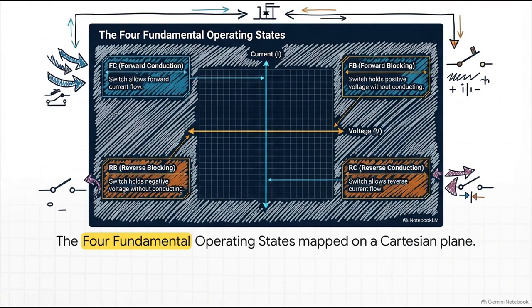There's forward blocking, FB, where the switch holds back a positive voltage without actually conducting, basically acting like an open circuit. And finally, reverse blocking, or RB, holding a negative voltage without conducting. Basically, every single power switch out there is defined by exactly which of these 4 states it natively supports.